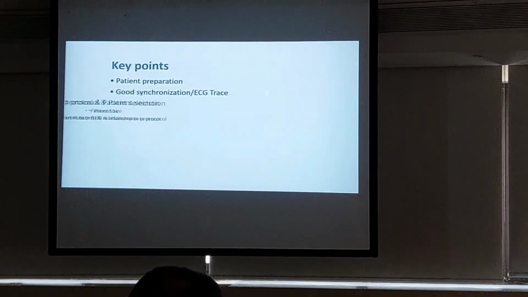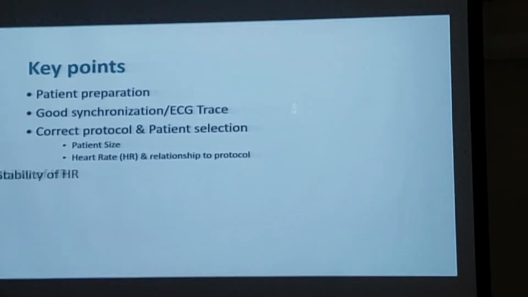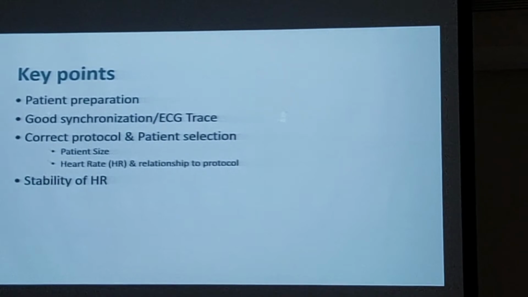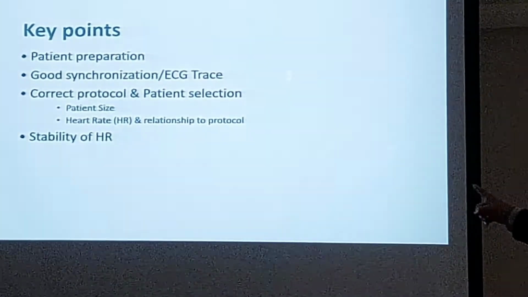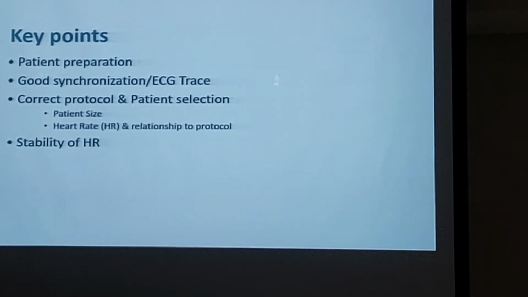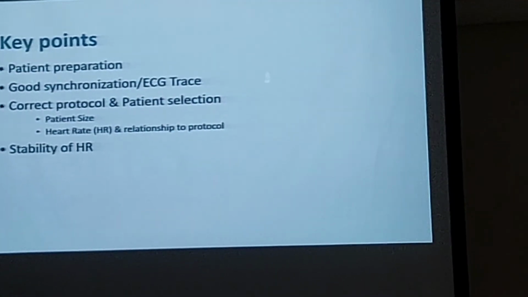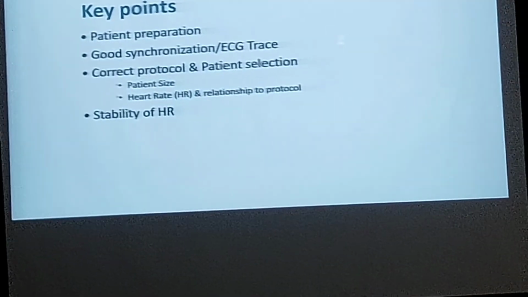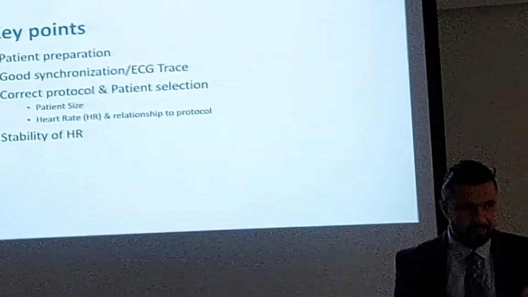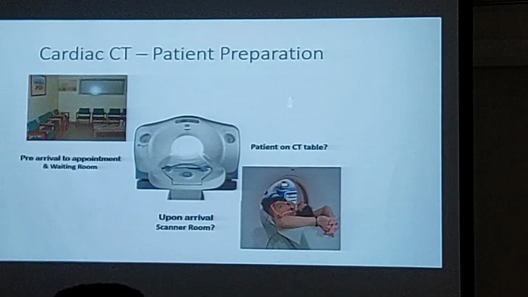Good preparation is one of the main things, along with synchronization with the ECG and the correct protocol. When I'm talking about the correct protocol, it's about the patient size. I will use the protocol for this size of patient, and for the heart again, prospective or retrospective data. If the heart rate is 65 or below, with variation less than 5 beats per minute, I will go with the prospective. Selecting the protocol is fine. We will get it more clear when we start. Stability of heart rate as well, and definitely the correct timing.